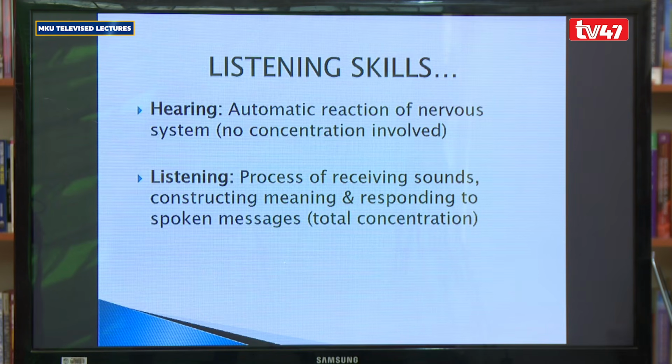Next, we are going now to begin by distinguishing between hearing and listening. And therefore, you need to ask yourself, are you listening to me or are you hearing? So what is hearing? Hearing is basically automatic reaction to our nervous system. For example, if there is a bang somewhere, we'll all receive that sound. So in hearing, you receive the sound, but you don't attend to it. There is no concentration in hearing.